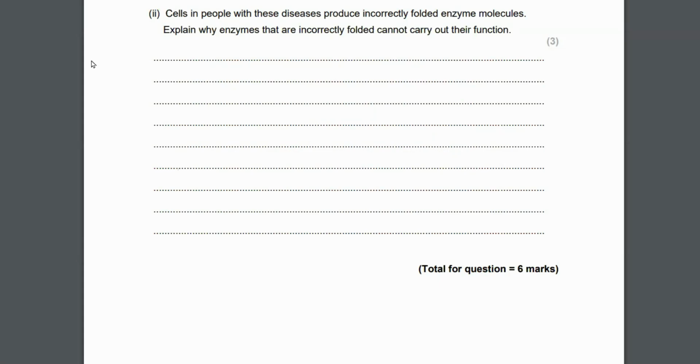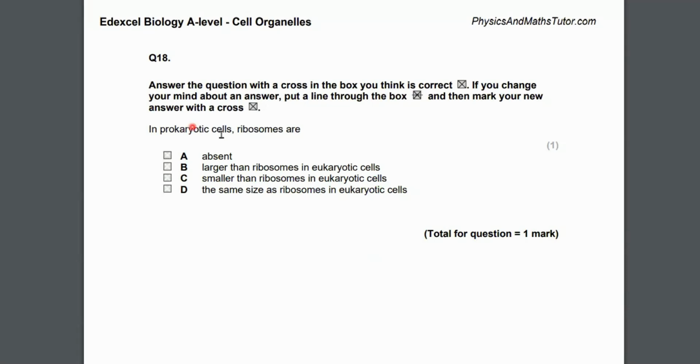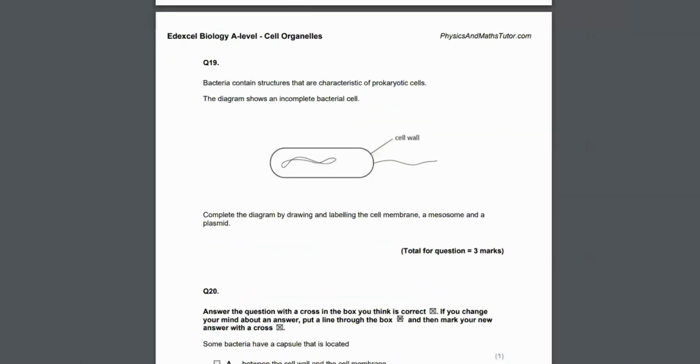Of course, the function here of the enzyme is to catalyze a reaction, and obviously it can't do that if it has the wrong 3D shape. So question 18, in prokaryotic cells, ribosomes are smaller than ribosomes in eukaryotic cells. That's right. Prokaryotic cells have 70S ribosomes, eukaryotic have 80S.